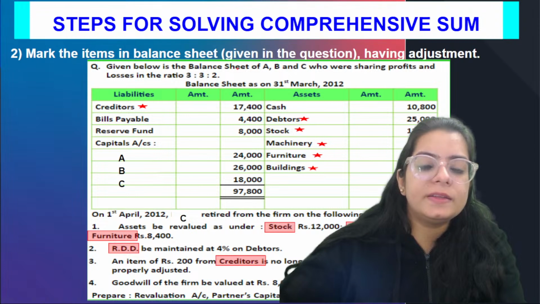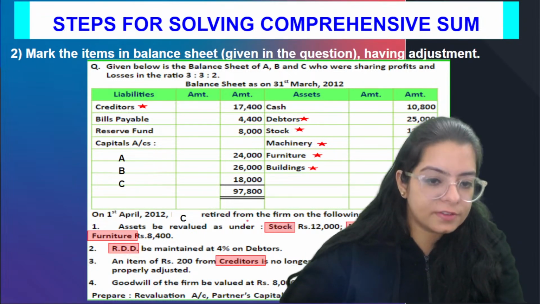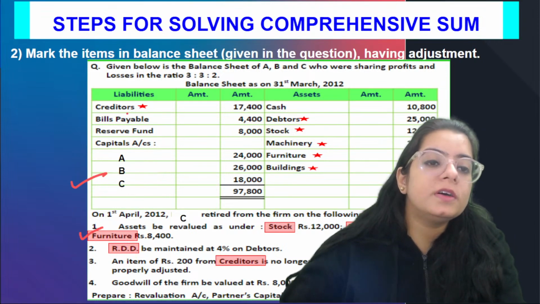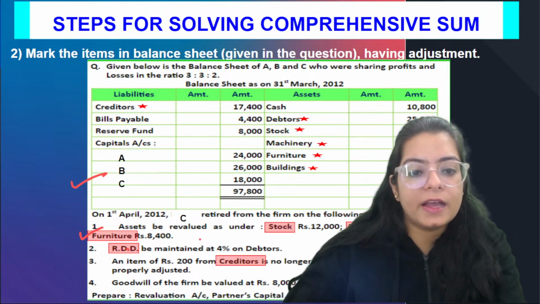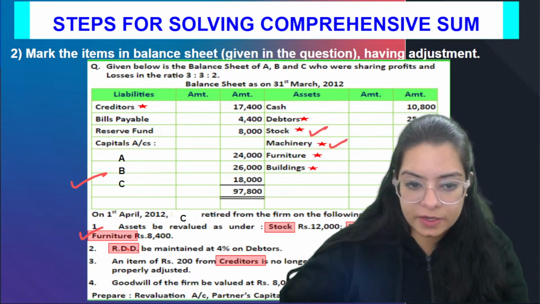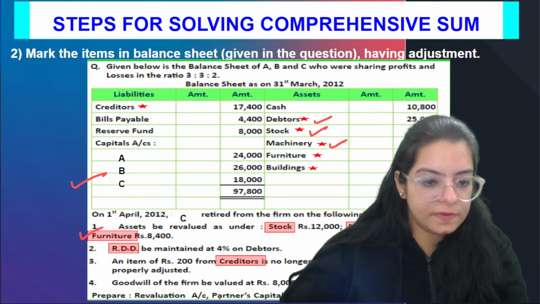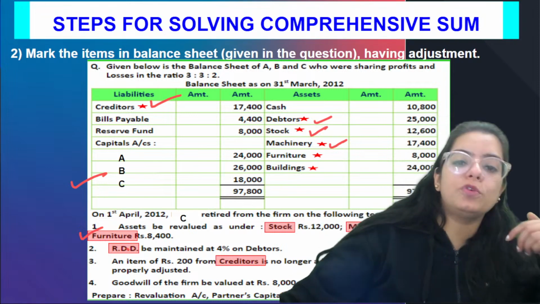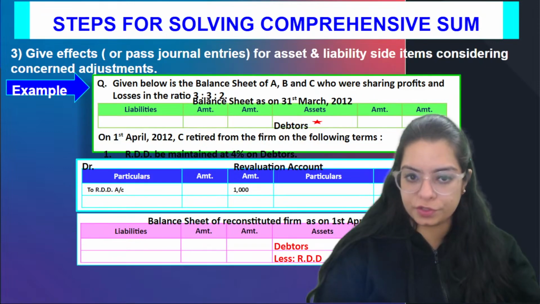Then mark the items in the balance sheet given in the question having adjustment, right? Whatever items have adjustments, read the question and then the adjustment, right? So you can put the items which have adjustments in red, right? As assets are revalued, stock is revalued, so put stock in red, machinery in red, right? Whatever things are getting changed, debtors are getting changed, RDD we have to maintain, creditors are getting changed. So whatever items we have to make adjustments in, just mark them. This is how we solve a full-fledged question, right?